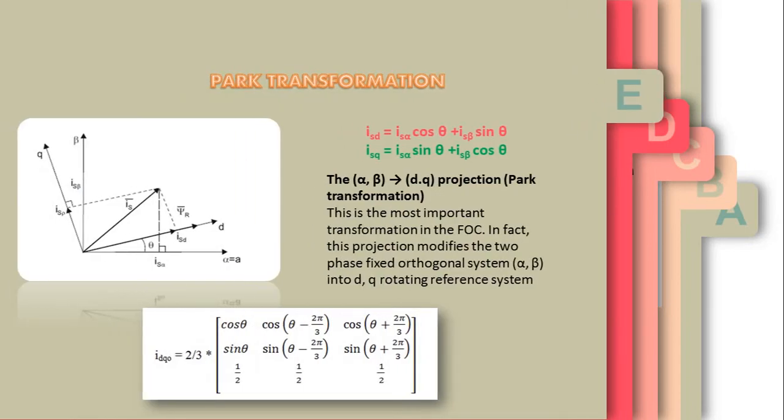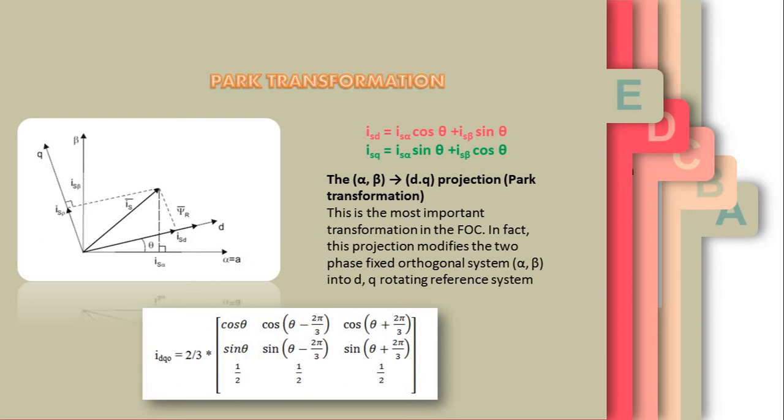The next is the Park transformation. The alpha beta to the dq projection is the Park transformation. This is the most important transformation in the FOC. In fact, this projection modifies the two-phase fixed orthogonal system alpha beta into the dq rotating reference system.